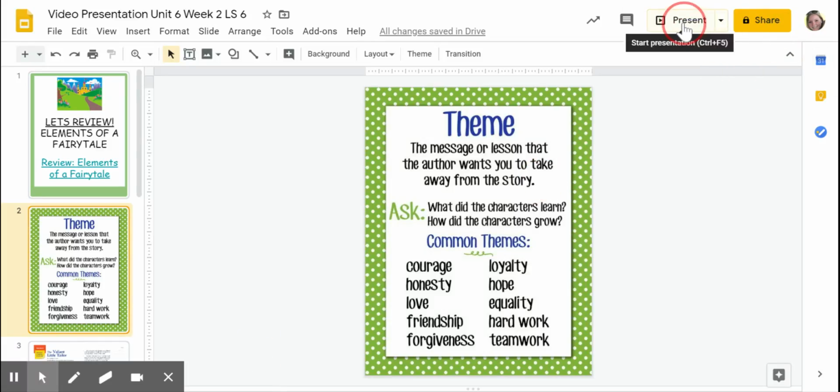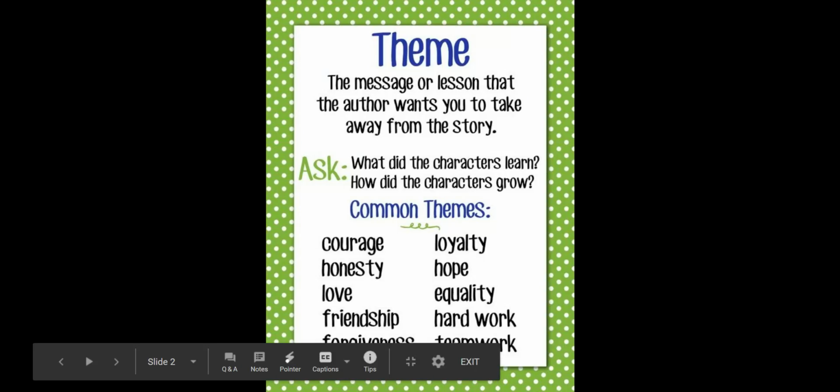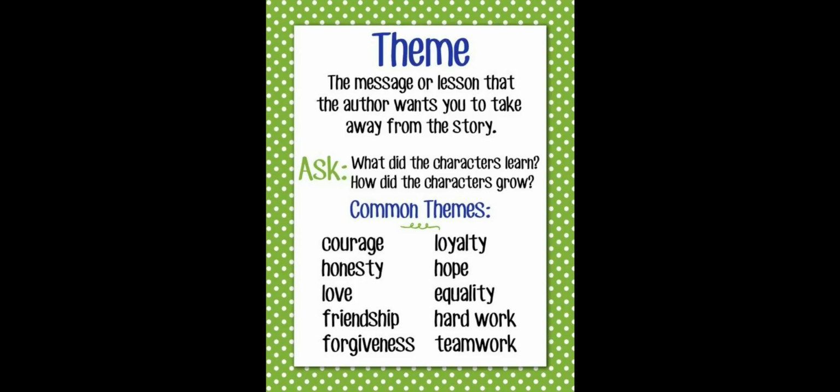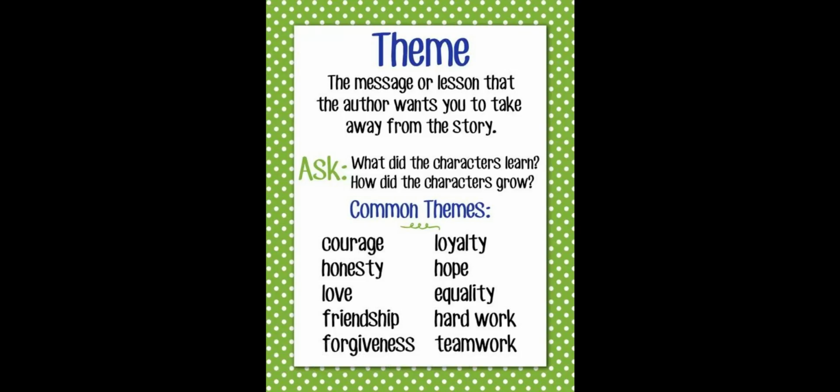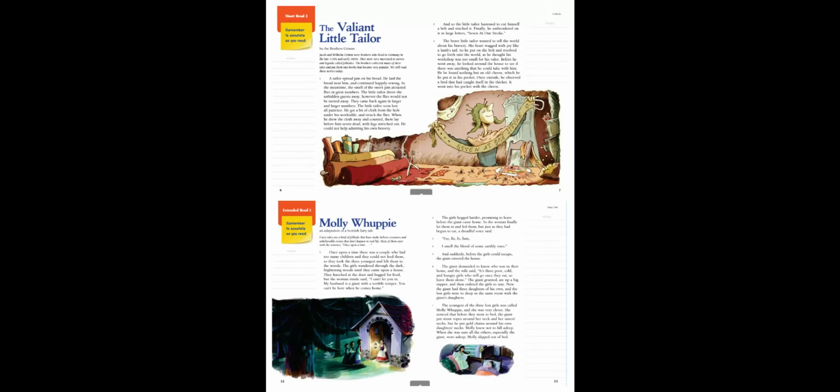Okay, so today we're going to talk about theme. Remember that the theme is a message or a lesson that the author wants you to take away from the story. So we're going to take a look at a common theme between our two stories. In order to figure that out, we're going to focus on the question at the top of our graphic organizer. On here, I also have some common themes that are listed. Remember, themes can be one word, or themes can be a phrase. But more importantly, we want to ask ourselves, what did the characters learn and how did the characters grow within the story? Okay. So you've read The Valiant Little Tailor and Molly Whoopie.